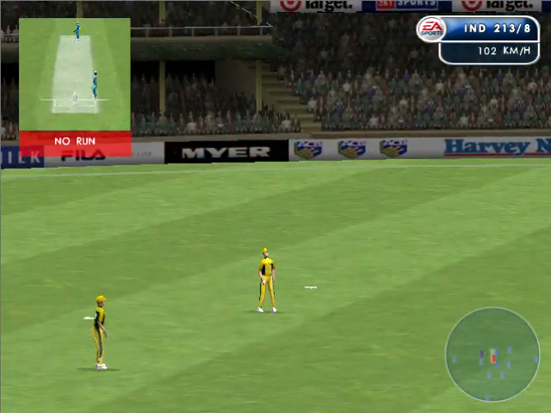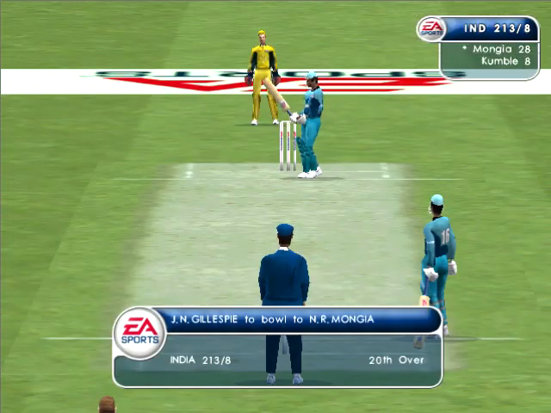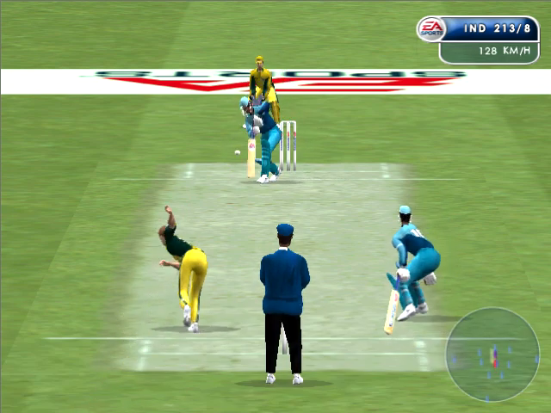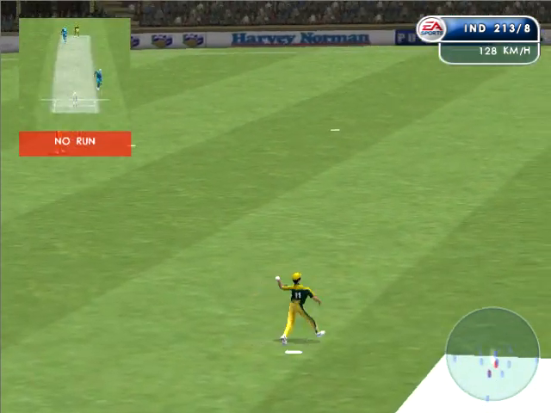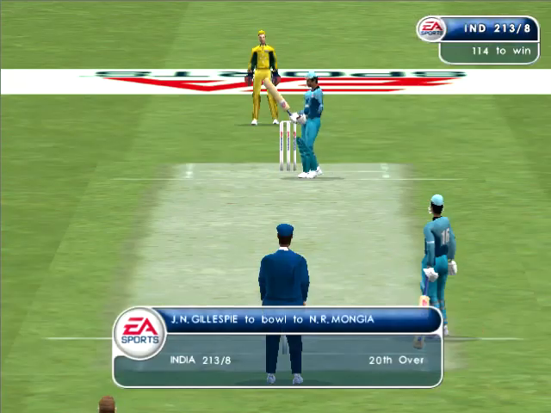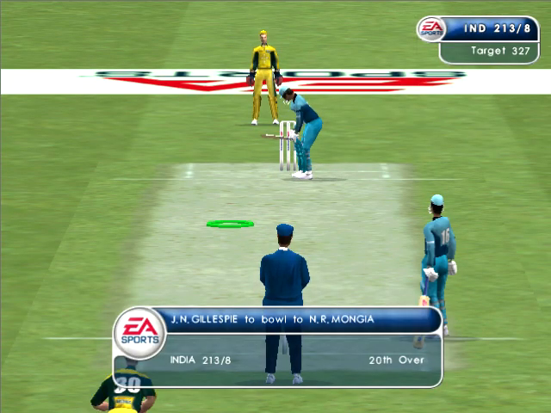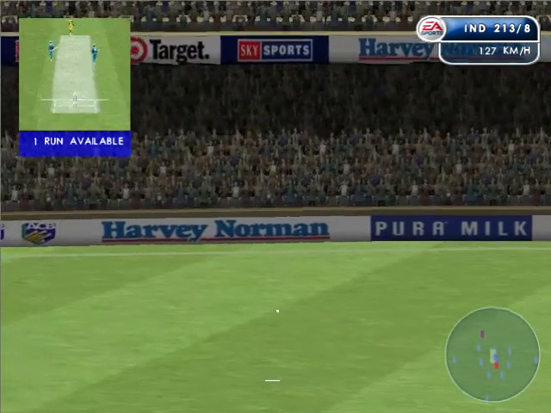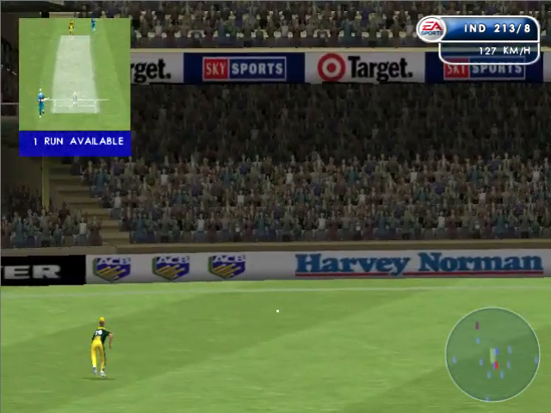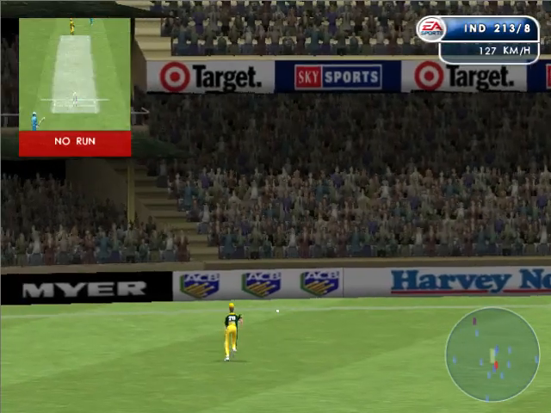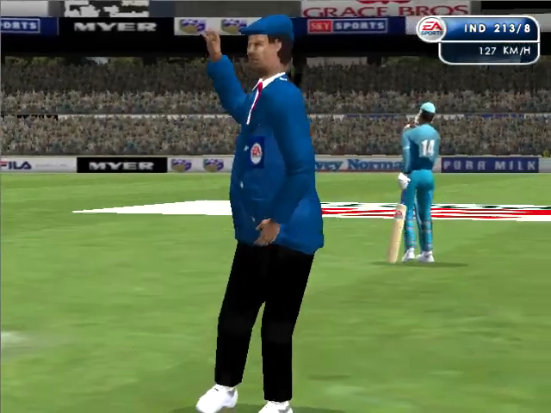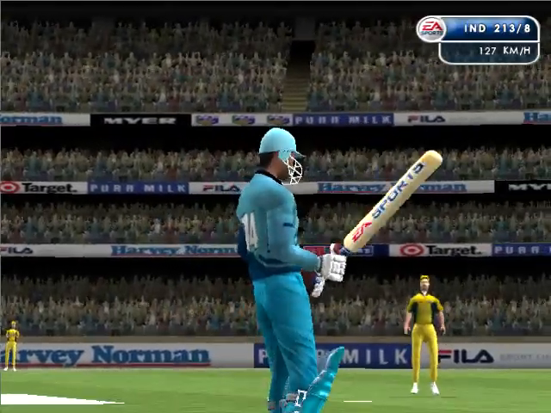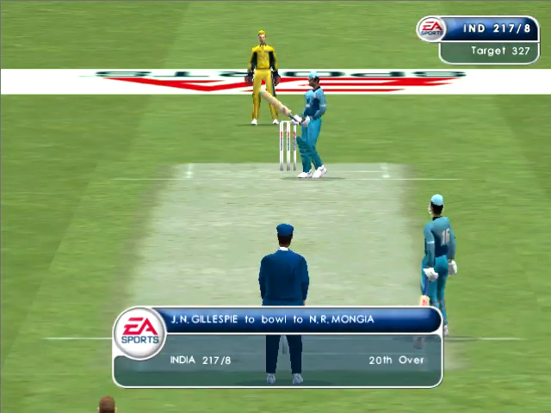Now the run rate stands at just over 3.5 an over. Stopped by Lee. Gillespie to bowl to Mongia. Well, it's going to reach the boundary. Super shot by Mongia. The batsman wasn't going to miss that opportunity. He was on it in a flash. 110 runs required.